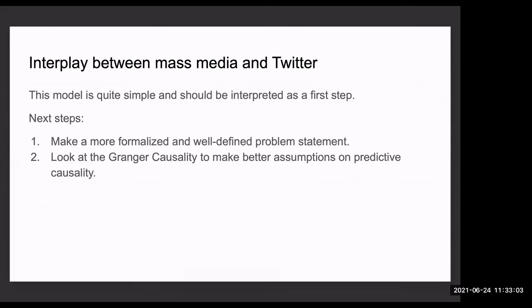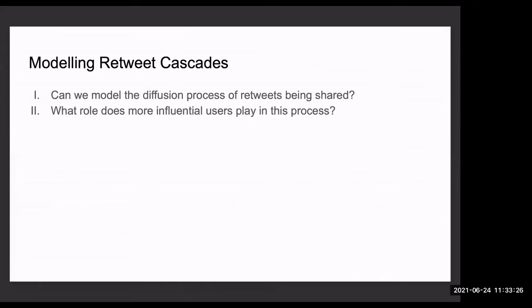And the next step would be to look at Granger causality to make a better assumption of predictive causality. And this Granger causality exists for Hawkes processes, so there is work that has been done on that. If someone is interested, just dive in and look at the relevant papers. Let's move on and go back to Twitter.